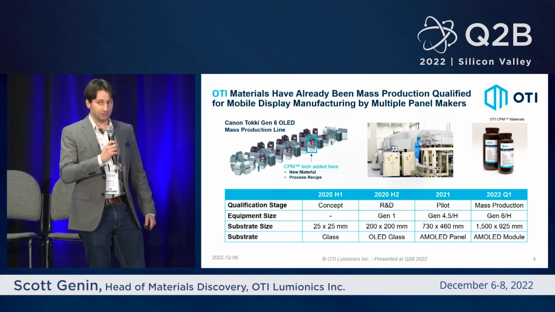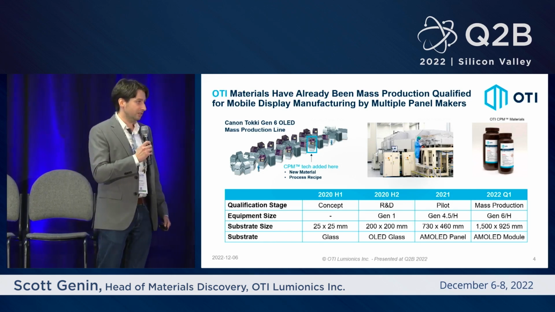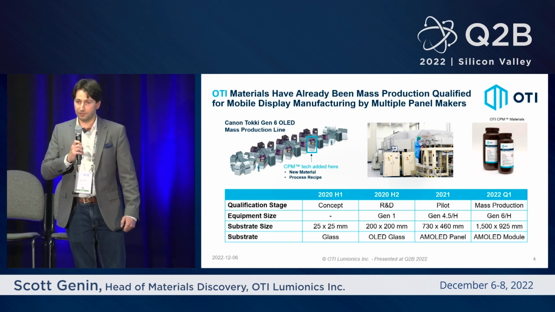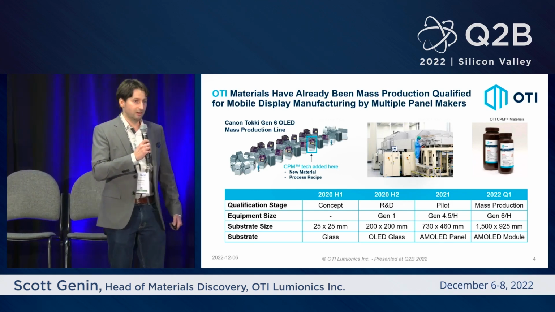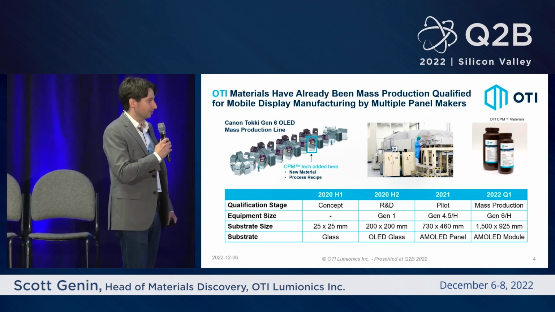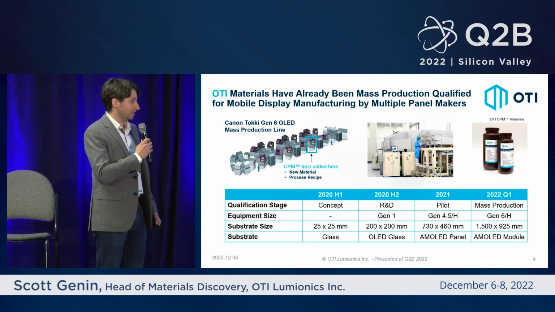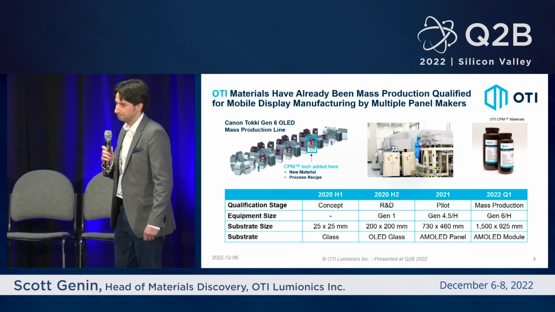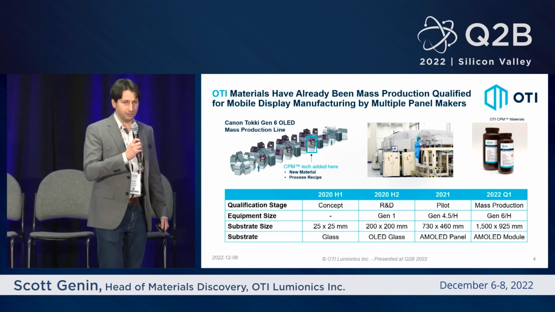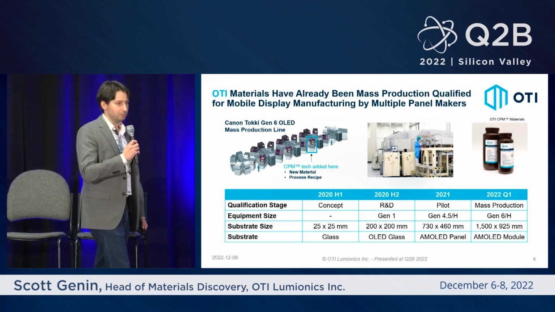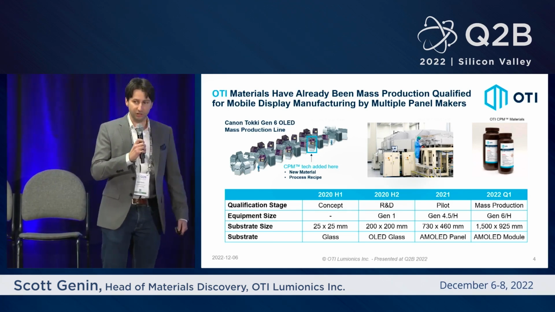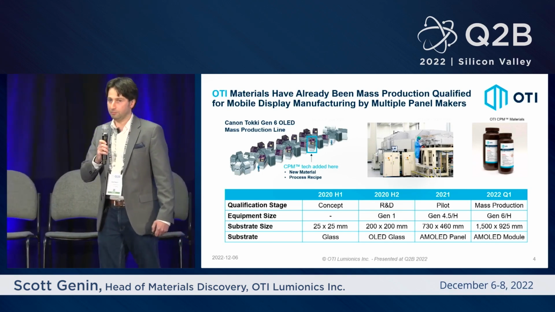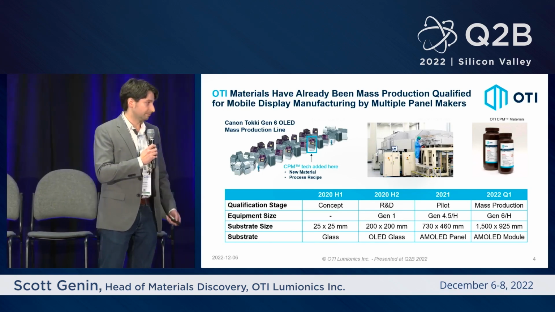This material was designed as an initial concept computationally in early 2020. We had it within our own R&D facility by the end of that year, and we were able to test it. By 2021, we were shipping out samples to customers. And by early 2022, they were testing it in Gen 6 mass production, which means kilogram scale material kept on an actual production line.